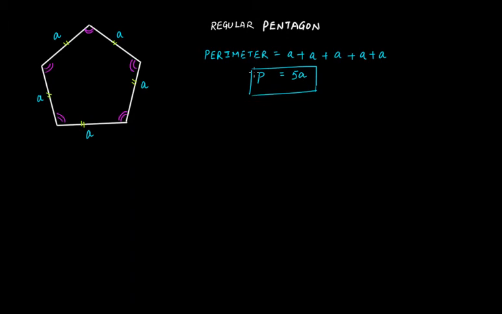And since we have described this rule, it's important to mention what P represents. You'll have to tell that P represents the perimeter of this regular pentagon. Then what does A represent? A represents the length of the sides of a regular pentagon.